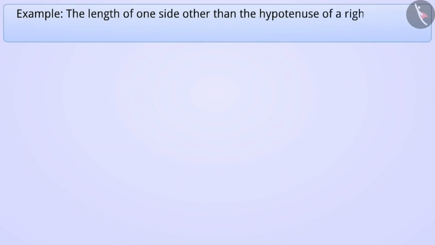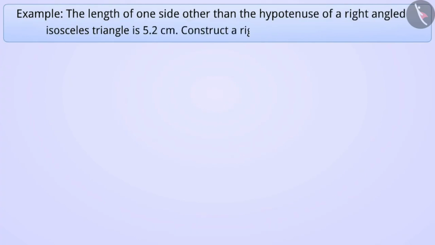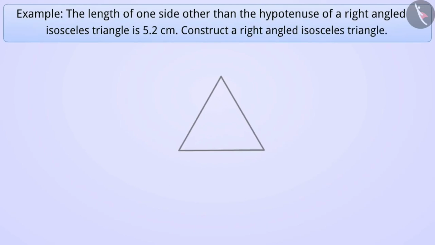The length of one side other than the hypotenuse of a right-angled isosceles triangle is 5.2 cm. Construct a right-angled isosceles triangle. Here, we are given the length of just one side to construct a triangle. Is that enough? Think for a while.